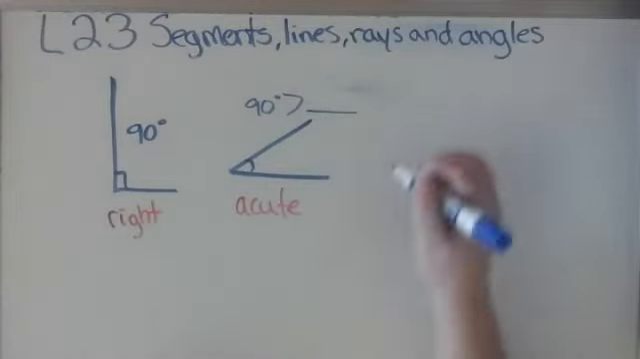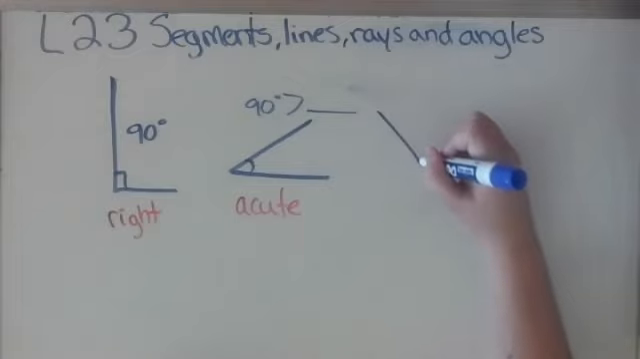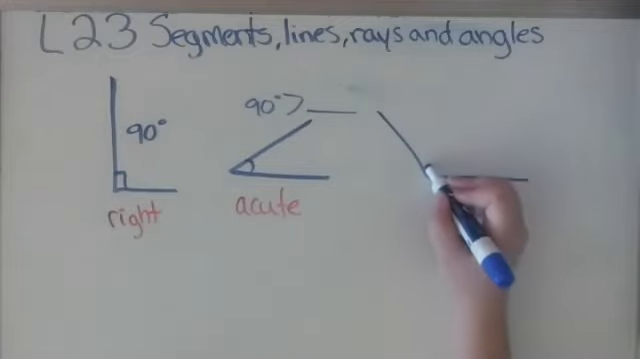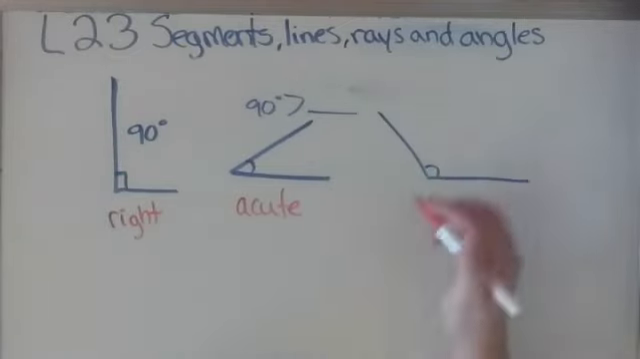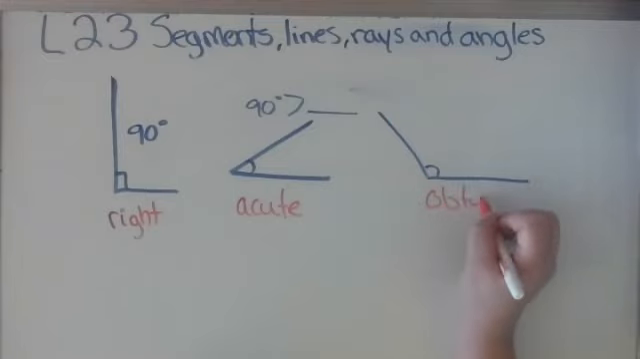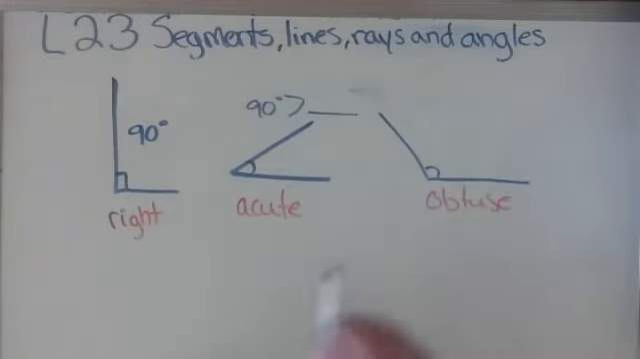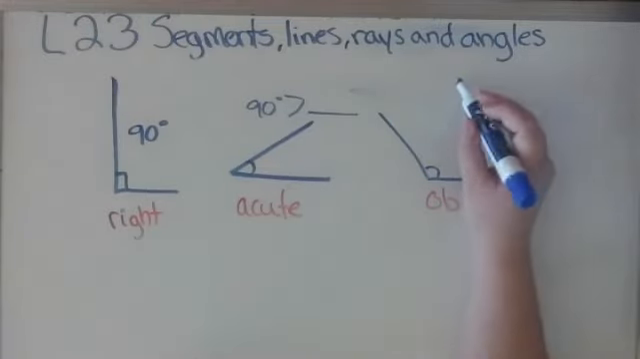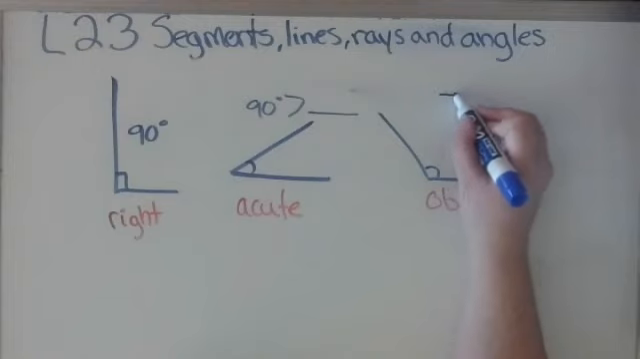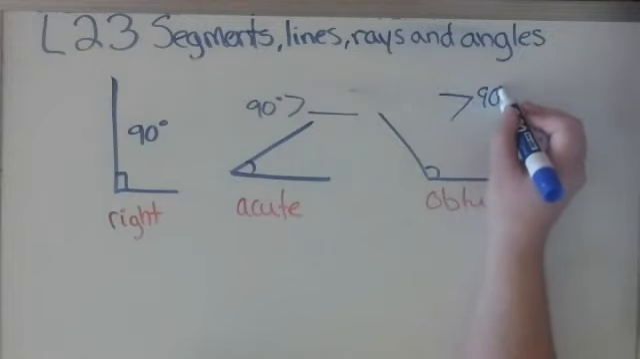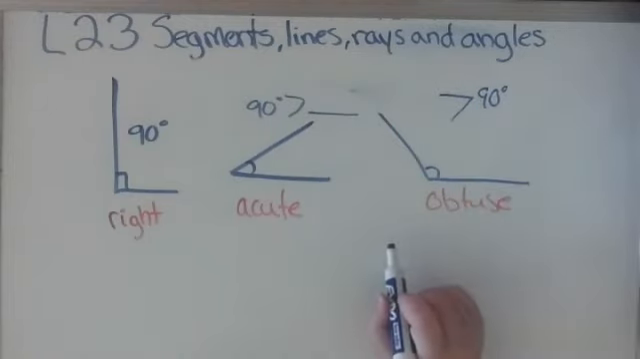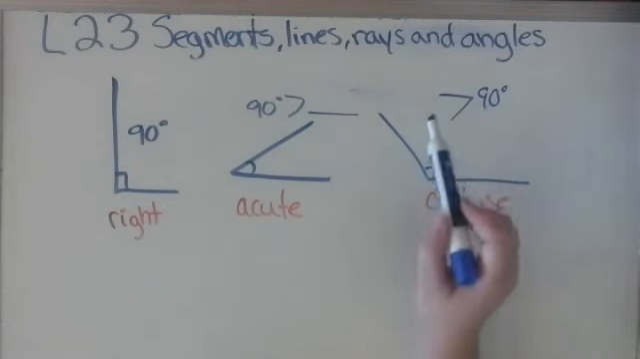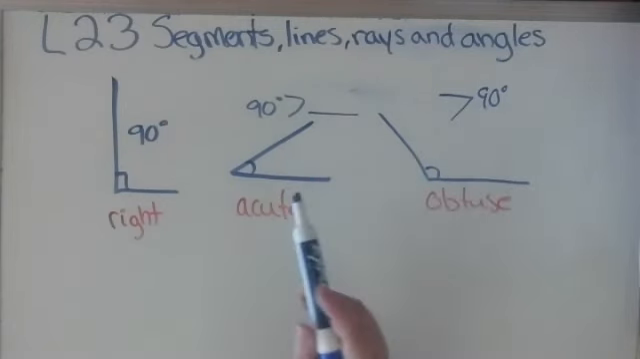We then also have an obtuse angle. Obtuse is bigger than 90. So this is greater than 90 degrees. This is greater than 90 degrees, and this is less than 90 degrees.